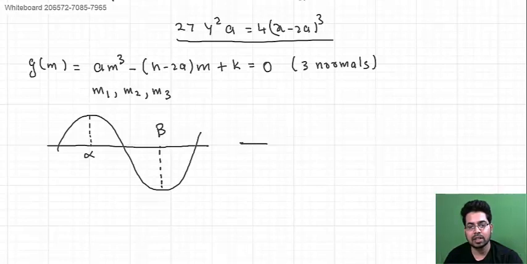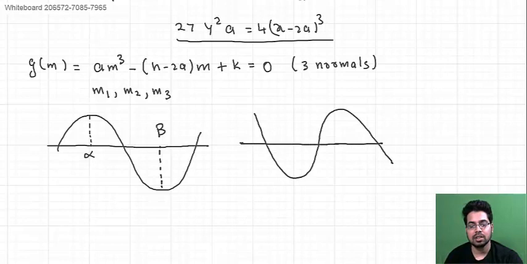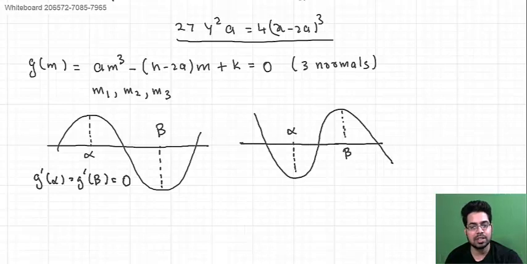Or we can have a case that the graph of this cubic is this way. That means here at alpha we are having a local minima, and at beta we are having a local maxima. So we can clearly see that, in either of the cases, g dash alpha is equal to g dash beta, and that is equal to 0, because local maxima and minima are attained. That means g dash alpha, g dash beta is going to be 0.